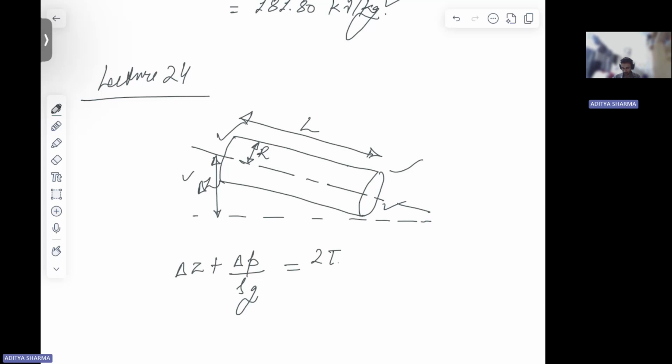So this is related to your wall shear stress by this formula. So tau with subscript W is your wall shear stress. So this has been given in your lecture number 24.